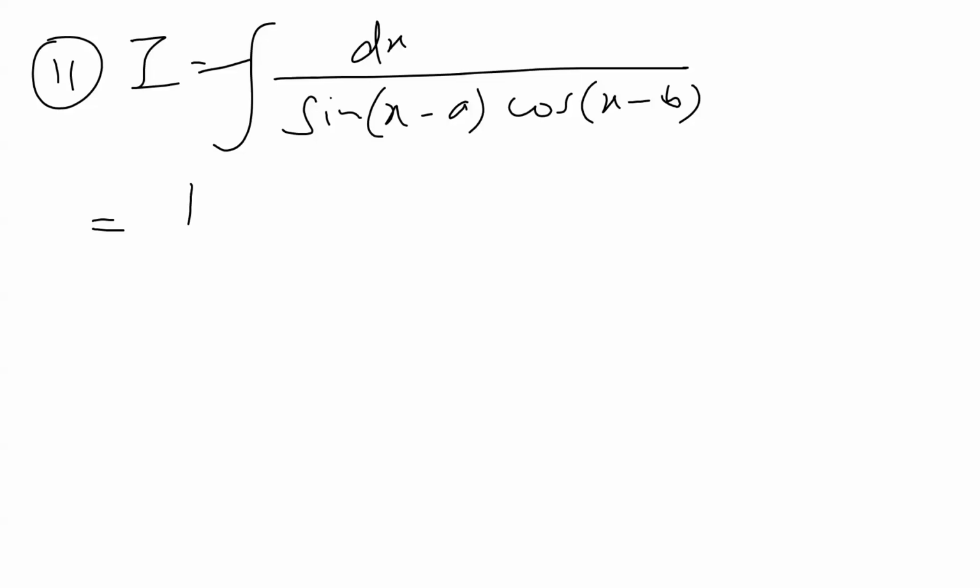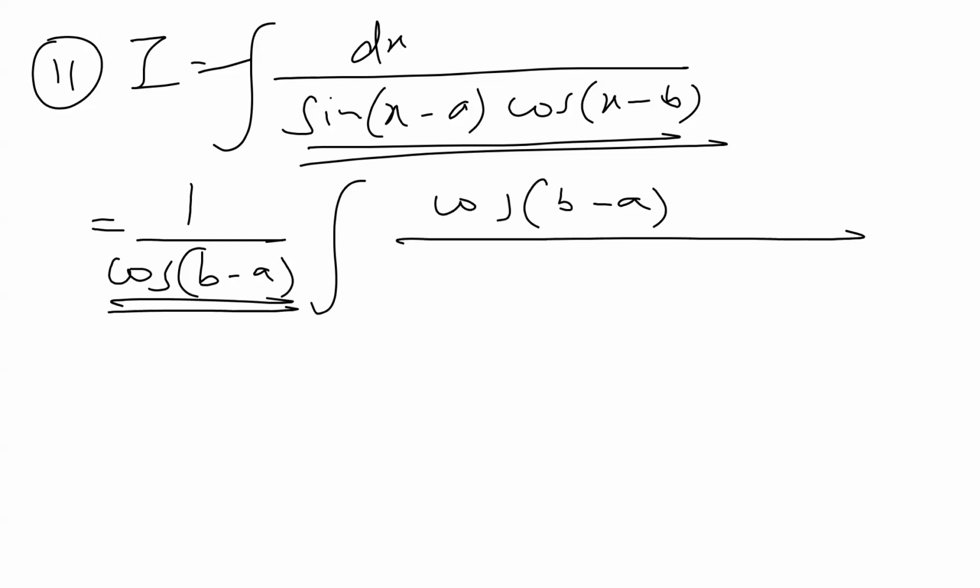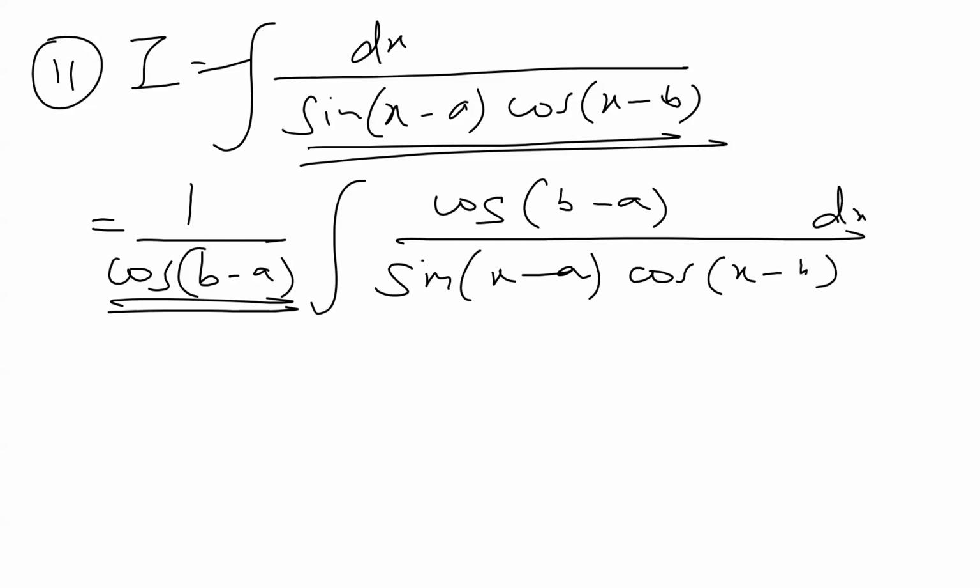You multiply and divide with, see if it is sine cos or cos sine, you multiply and divide with cos b minus a. So cos b minus a is a constant. One of the cos b minus a I have written outside. You have to follow this method only. Don't do any other method, please. This is the first step.